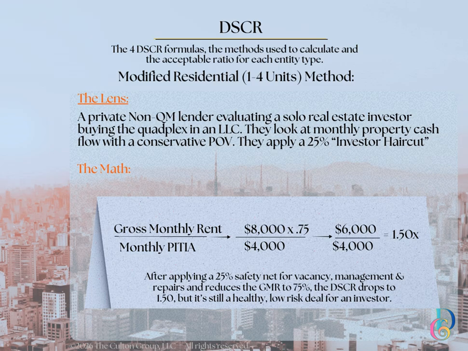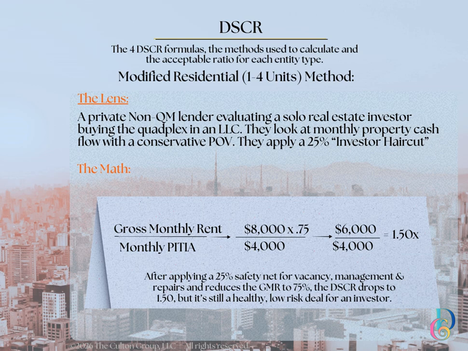This is the modified residential method. It's modified because a 25% investor haircut is applied. And the reason for this is because some investors realize that not taking any expenses into consideration is rather risky. Okay? So you're just looking at the cash flow and not thinking about expenses at all, like they don't exist. That's not the real world. Okay, so they apply a 25% investor haircut.